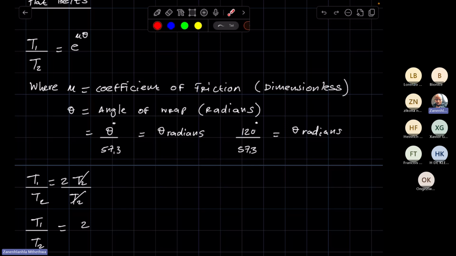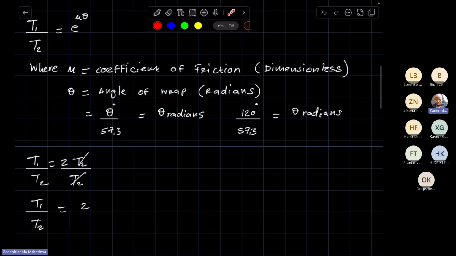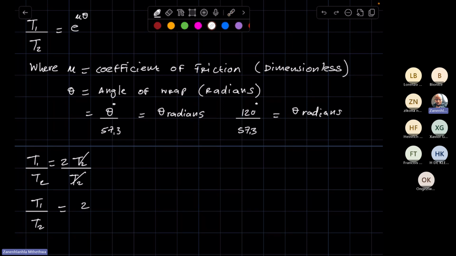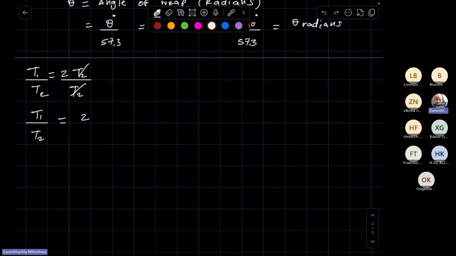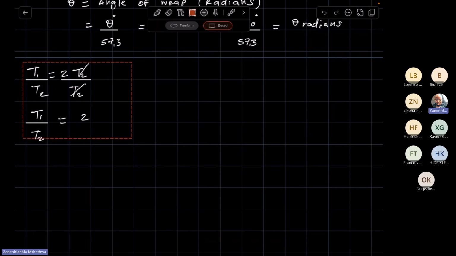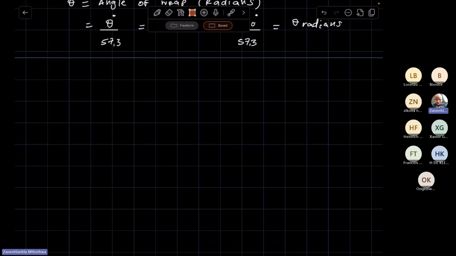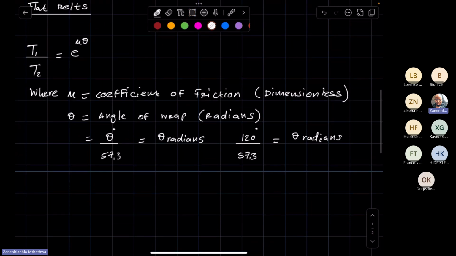But again, for the most part, this part is worked out for you. The way they give you the tension ratio, they essentially have worked out the right hand side of the formula. So that's T1 and T2. That's the tension ratio.